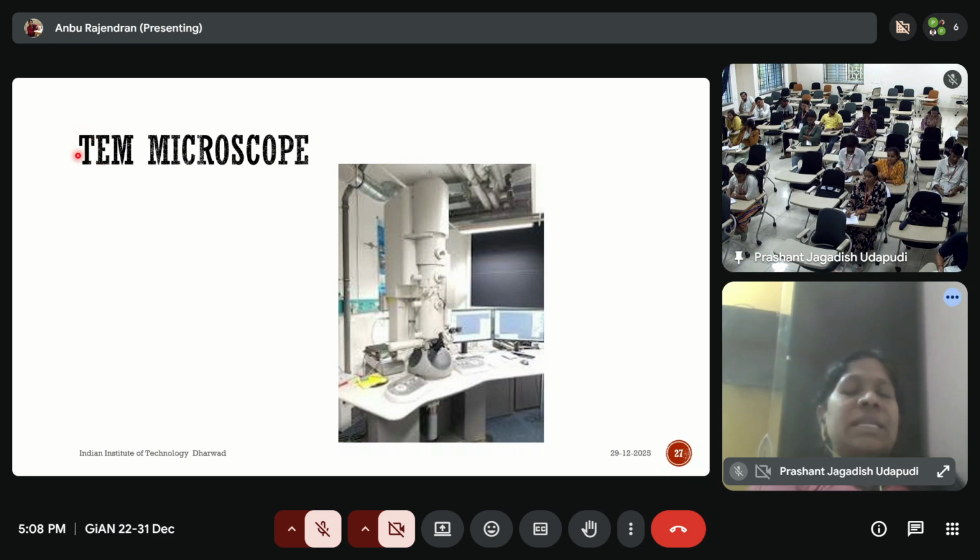It is a transmission electron microscope. In SEM, the electron beam falling on the surface will scatter or diffract, and those diffracted beams give you the information. In the case of TEM, the beams transmitted through the sample are collected from the other side. From that, we extract some details of the sample.